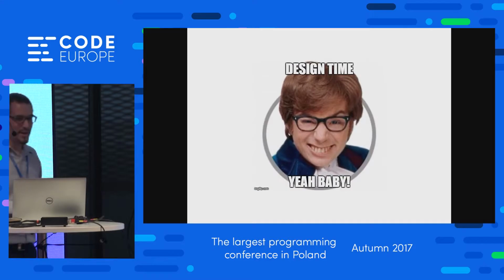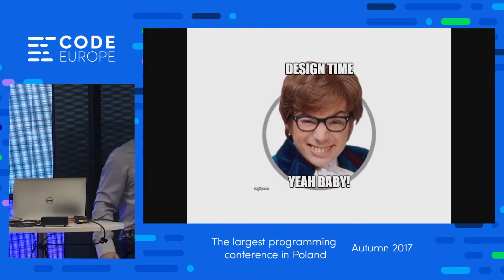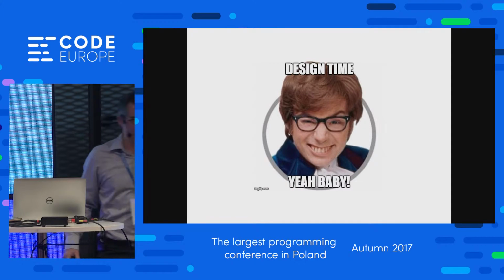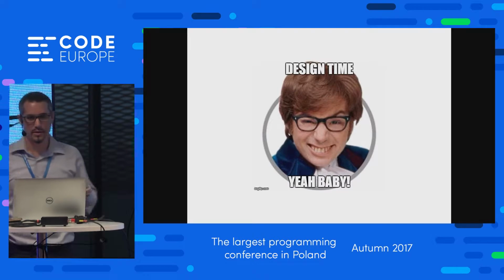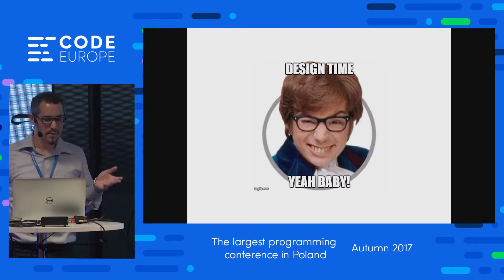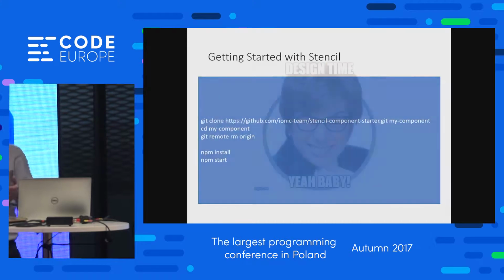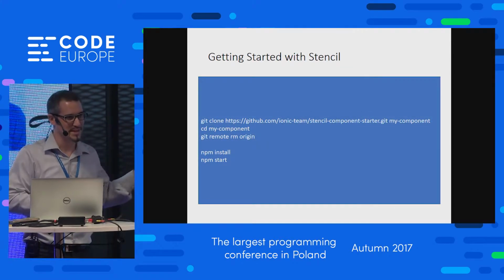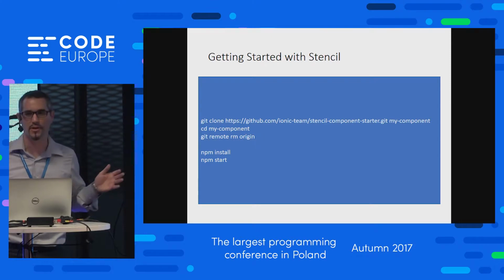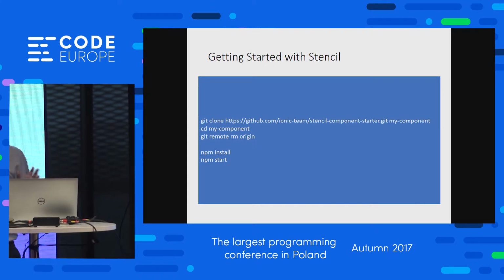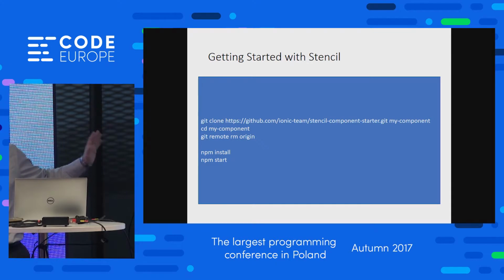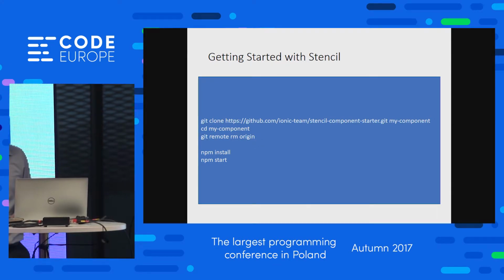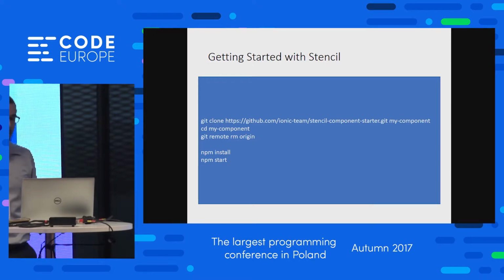First thing to do is git clone, for example, the component starter GitHub repository, okay? You just clone it, git remote rm origin to not commit to this starter, and then npm install, npm start. And you're good to go, okay? You have a working component, the same component that you saw here. This is the component from their starter. Then, after you do that, you are ready to go.